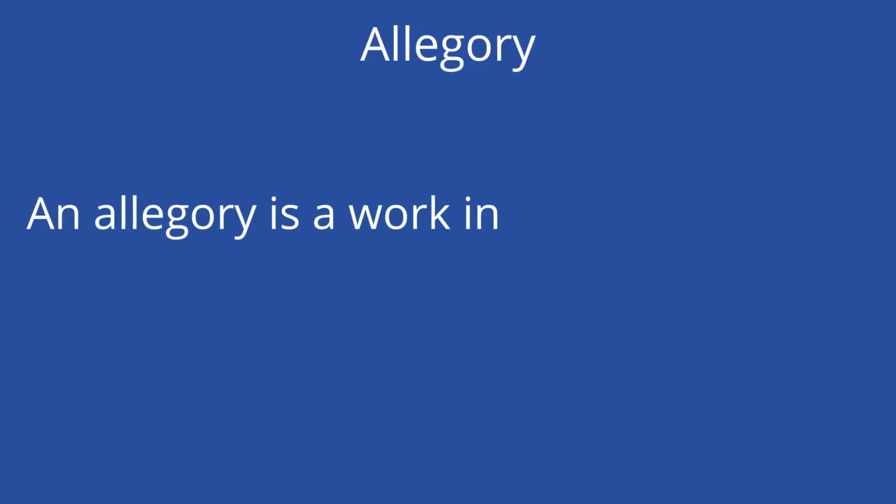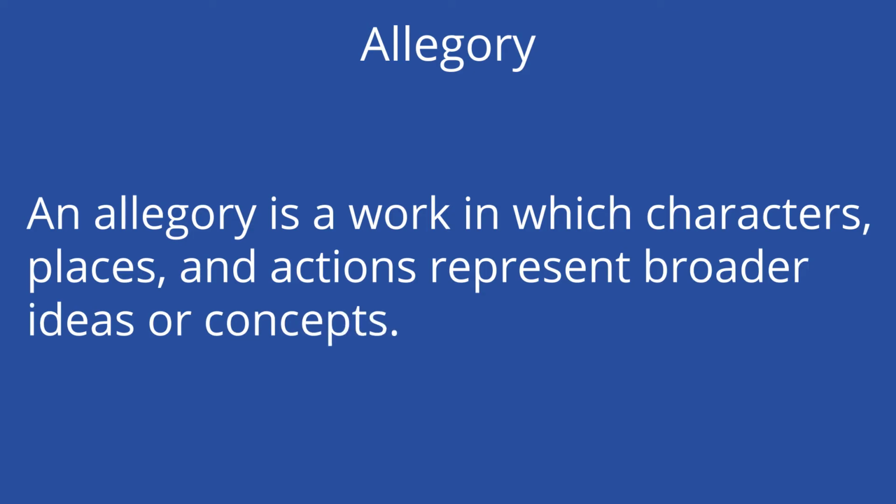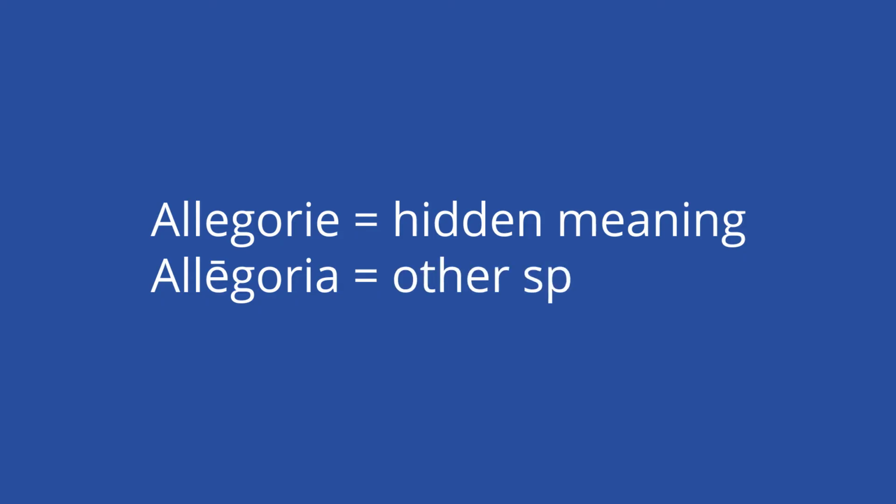An allegory is a work in which characters, places, and actions represent broader ideas or concepts. Allegories often make use of other literary devices like personification, symbolism, and extended metaphor to more effectively make a point. The term allegory was first popularized in the 14th century. It comes from the French allegory, meaning hidden meaning. The French allegory came from the Greek allegoria, which translates literally to other speaking.